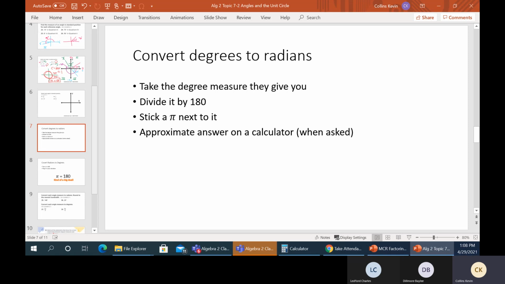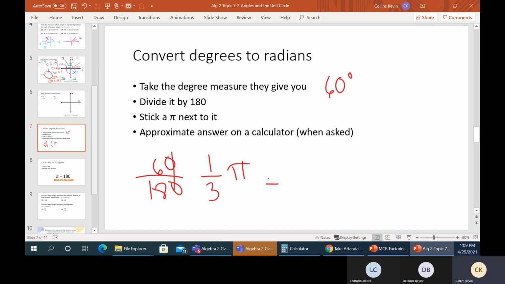So let's say that we have a degree measure of 60. So 60 degrees. Okay, so we take the degree measure they gave us, 60 degrees, check. We divide that by 180, so I have 60 divided by 180. Okay, reduce the fraction if you can. We can definitely divide by 10. Now I have 6 over 18, right? I can divide both those guys by 6, right? So 6 divided by 6 is 1, 18 divided by 6 is 3. So it's 1/3, and I said stick a pi next to it, 1/3 pi.